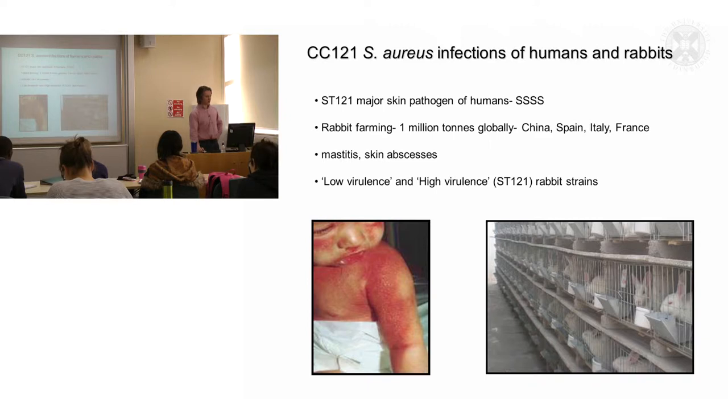So in rabbits, the ST121s cause mastitis and skin abscesses. Those are the kind of types of infections that we see. And they have been defined as kind of a high virulent strain because they really do seem to spread very rapidly in these rabbit farms and cause quite nasty and progressive skin infections. So similar to the CC97 story, we want to try and understand the relatedness of these rabbit and human strains and how they may have evolved.